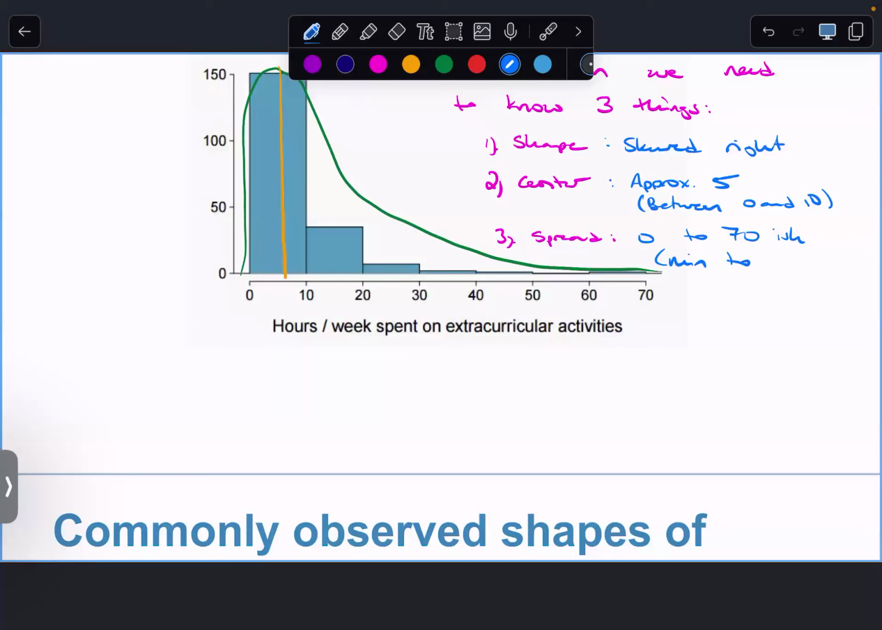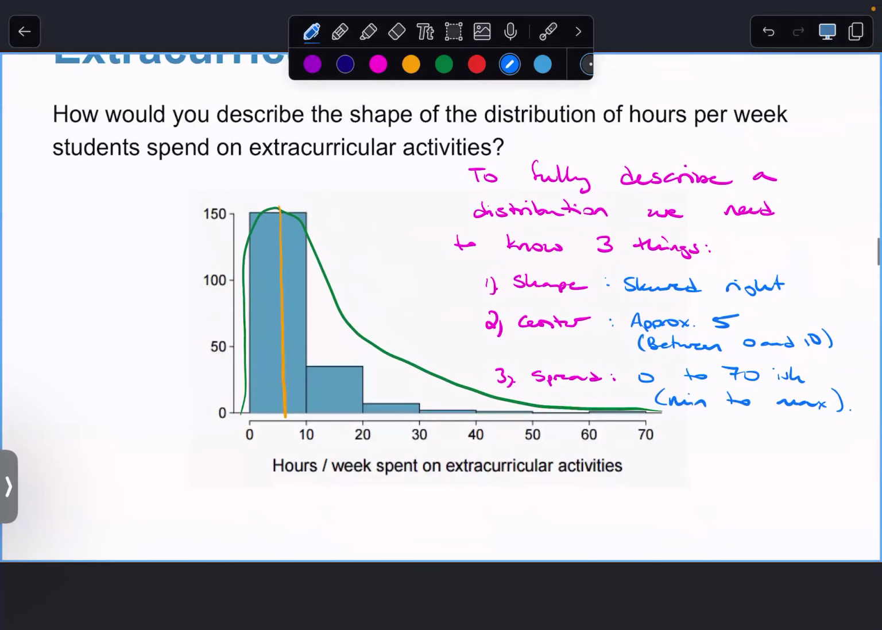The minimum to the maximum. That's what you want to do. So that's pretty cool. You can describe an entire distribution by those three things. Right? Easy marks on the test for sure.